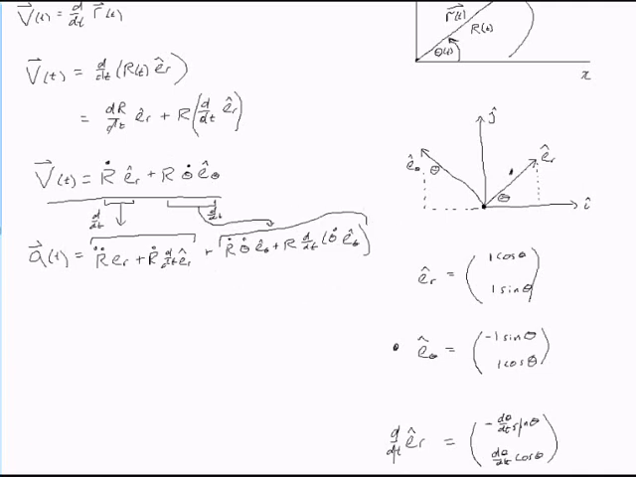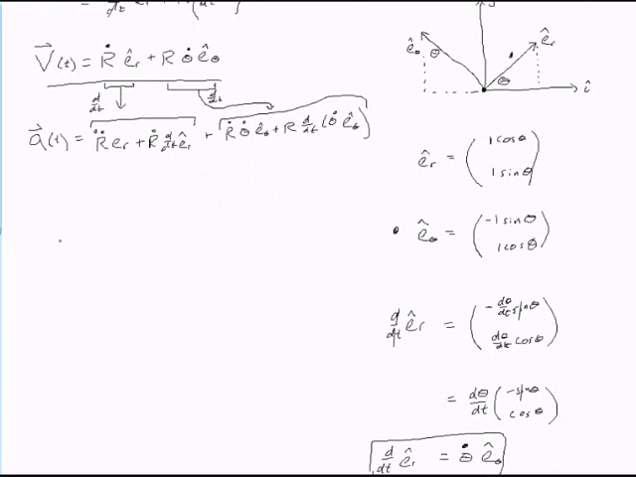Cool. Alright, now we've almost finished. We just need to fully evaluate what our acceleration is, and we're done. So a(t) is going to be equal to r double dot e_r plus r dot times what's d/dt of e_r? Well, we already figured out previously it was just theta dot e_theta.